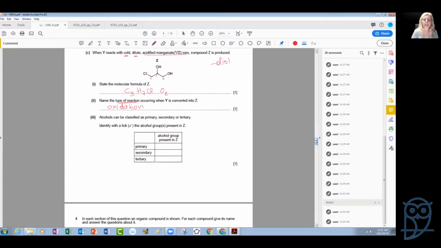Now, the last question here. Alcohols can be classified as primary, secondary, or tertiary. Identify with a tick the alcohol groups present in compound Z. This is the compound Z. We have 2 hydroxy groups here, obviously. The one at the end is the primary, so we tick the primary. And we have another hydroxy group which is connected to this carbon here, and this is a secondary alcohol group. So these are the two ticks. Now the rest of this question in this exam does not concern alkenes.